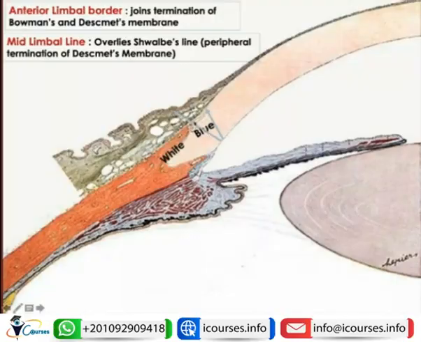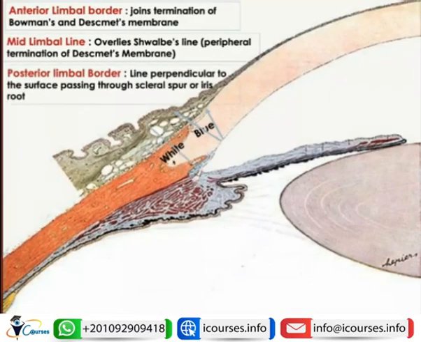While the mid-limbal line is a line overlying the Schwalbe's line. What is the Schwalbe's line? The Descemet membrane in the cornea will terminate abruptly at the limbus and will start the Schwalbe's line. So the Schwalbe's line is a whitish line that marks the termination of the Descemet membrane. So the Descemet membrane ends by the Schwalbe's line. If we have a line overlying the Schwalbe's line, this is called the mid-limbal line.